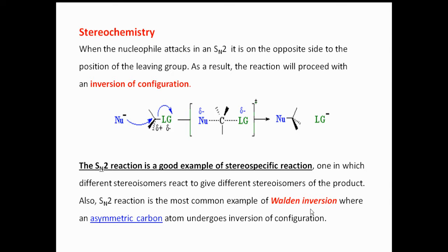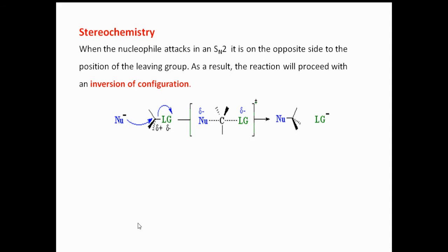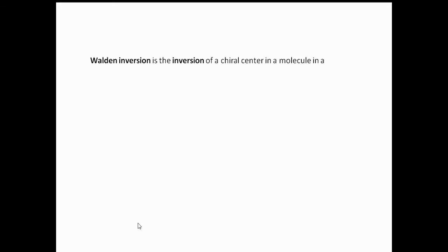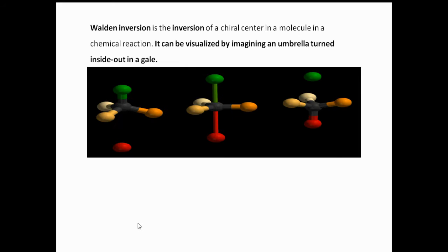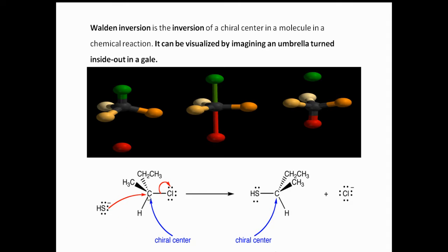So when we take an example of an asymmetric carbon, suppose in the next example, the asymmetric carbon, this is the carbon. A chiral carbon or asymmetric carbon is a carbon where there are four different groups attached to that carbon. So here we have chlorine, ethyl group, methyl, hydrogen. So this is an asymmetric carbon, and the leaving group is chloride ion.